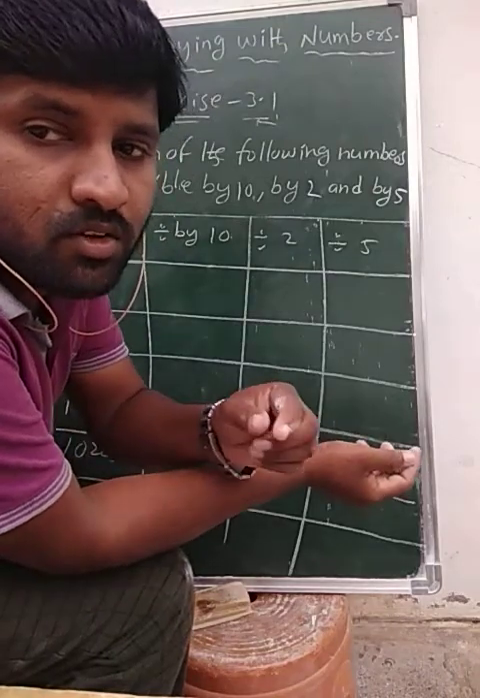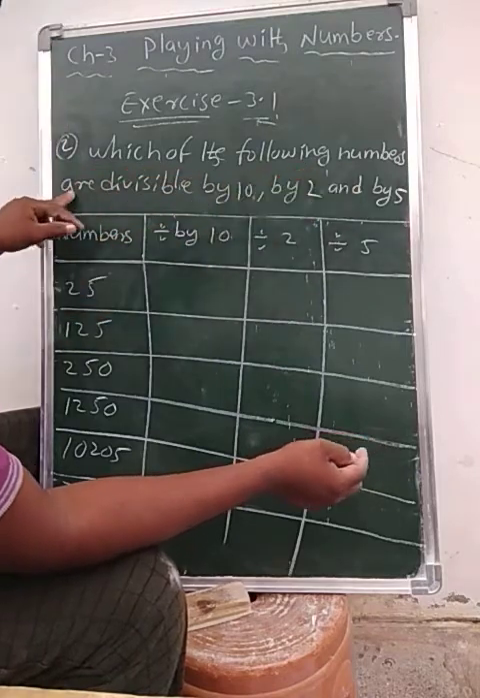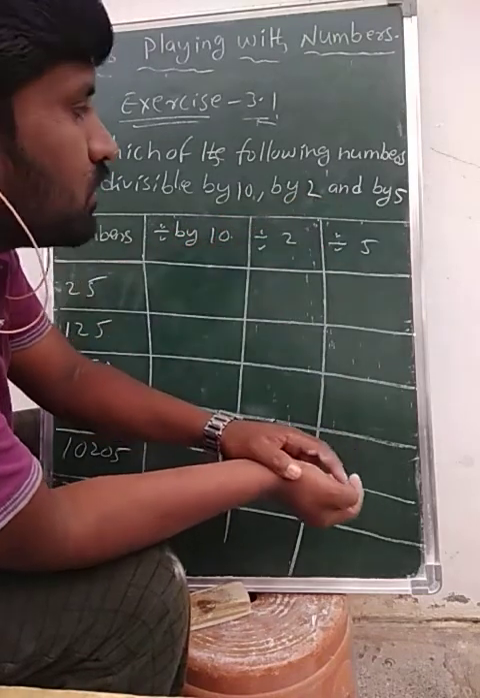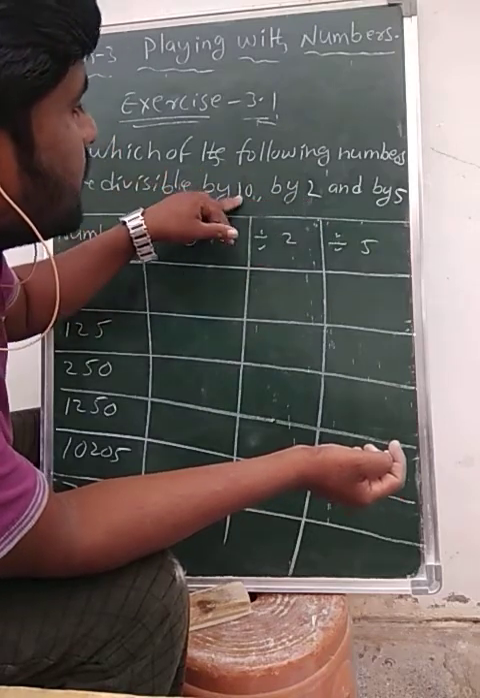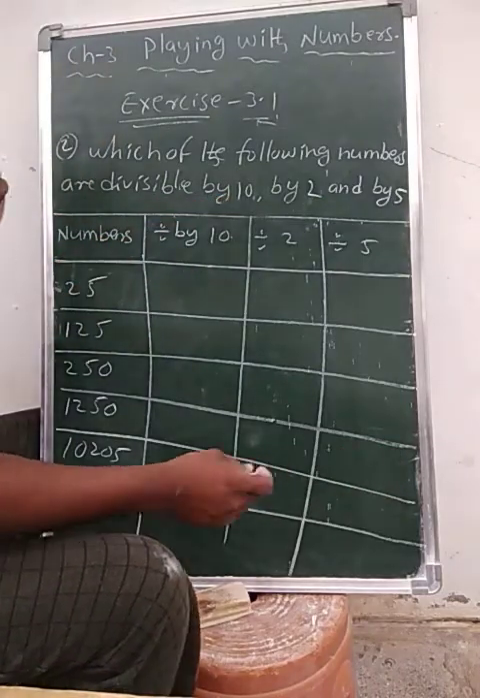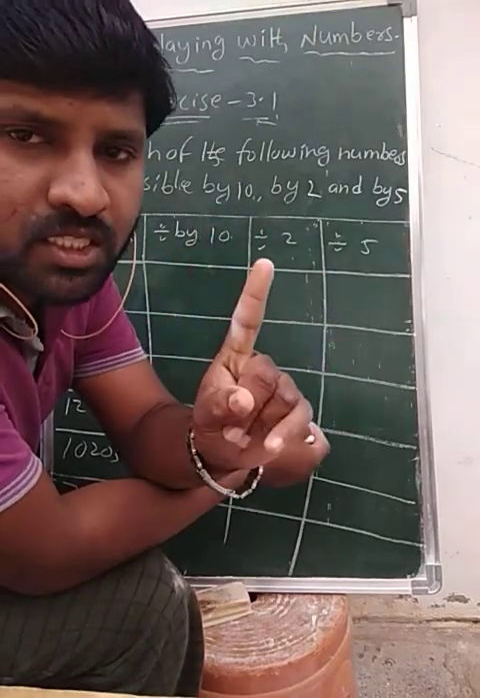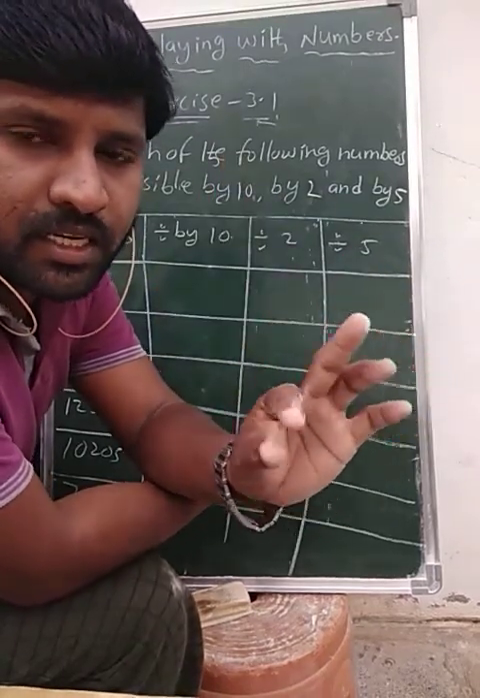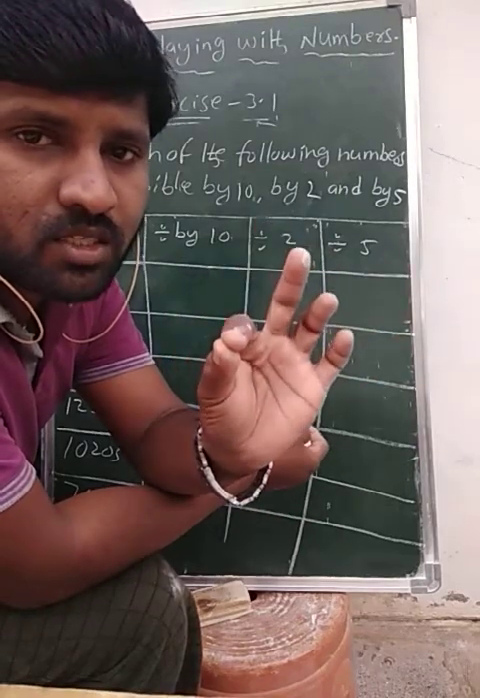Okay students, now see the next question. The question is: which of the following numbers are divisible by 10, by 2, by 5? Already I explained divisibility by 2, and let us revise divisibility by 10 and by 5. What is the rule for divisibility by 10? If any number is divisible by 10, the unit place digit, the ones place digit, should be 0.